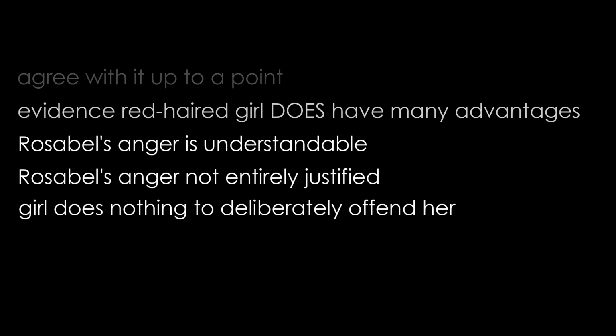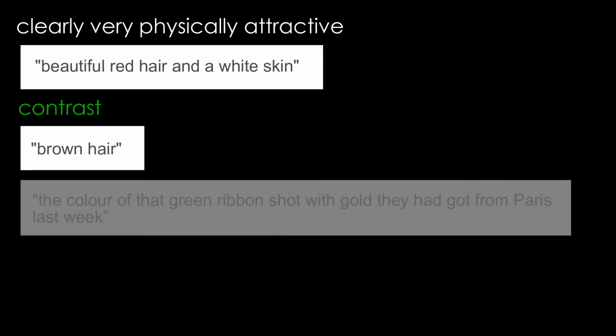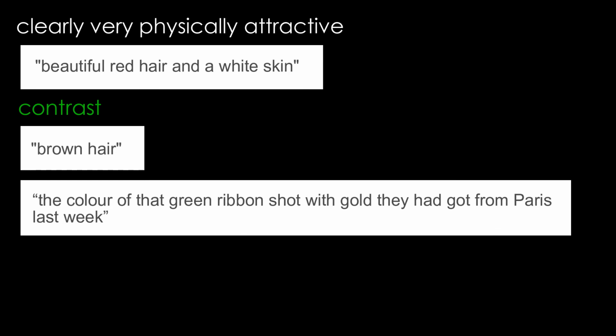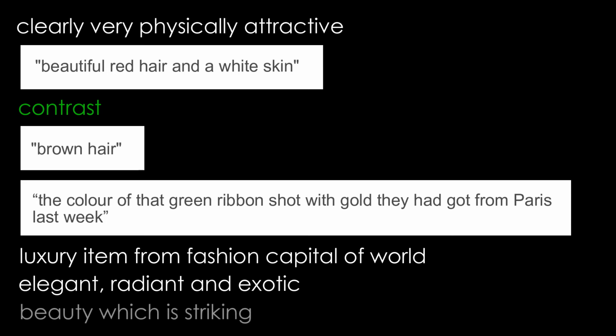Firstly, the girl is clearly very physically attractive. She has beautiful red hair and a white skin, which contrasts with Rosabel's own unremarkable brown hair. "Her eyes are the colour of that green ribbon shot with gold they had got from Paris last week." This vivid image associated with a luxury item from the fashion capital of the world suggests that the girl's beauty is elegant, radiant, and exotic. The combination of the red, white and green in the girl's colouring clearly evokes a beauty which is very striking.